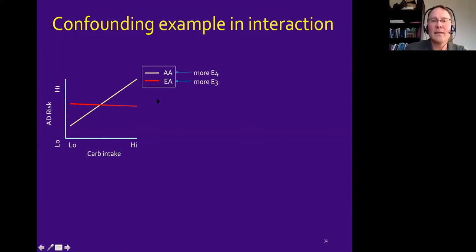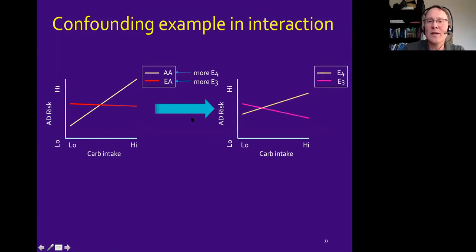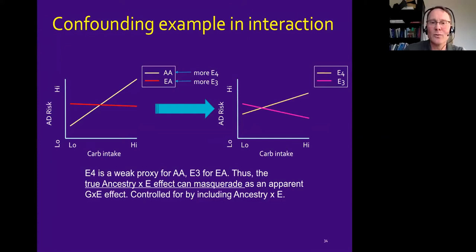If it's the case that there's an ApoE difference between Africans and Europeans, which there is, this is going to lead to increased evidence for an ApoE by carb intake interaction, right? So here, this would be the E4 allele, and here we'd have the E3 allele, and it looks like the effect of the polymorphism depends on whether you have low carb intake or high carb intake. And that's obviously not going to be controlled for if we just include the main effects.